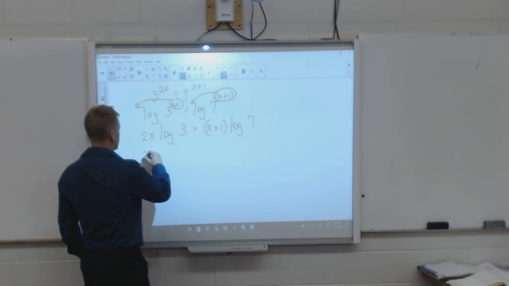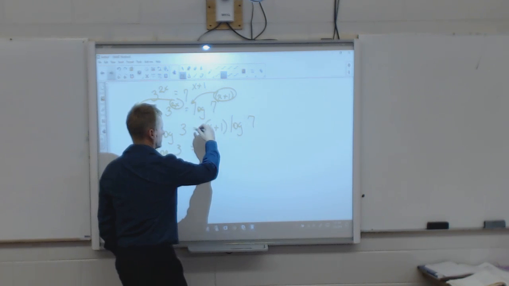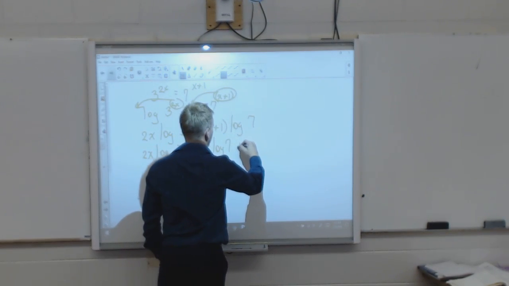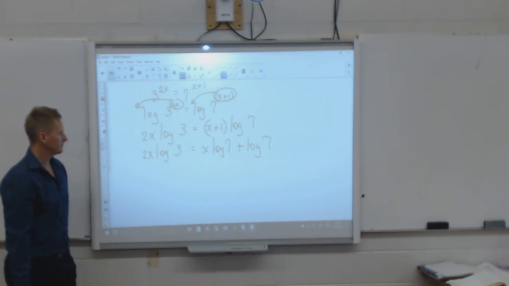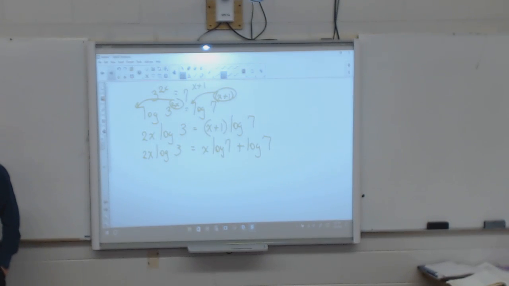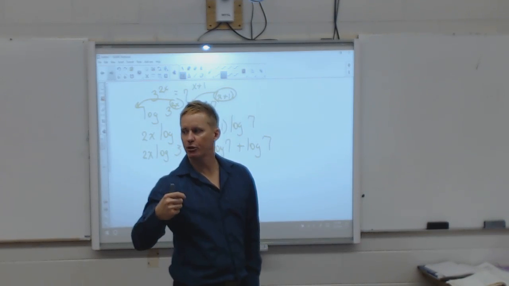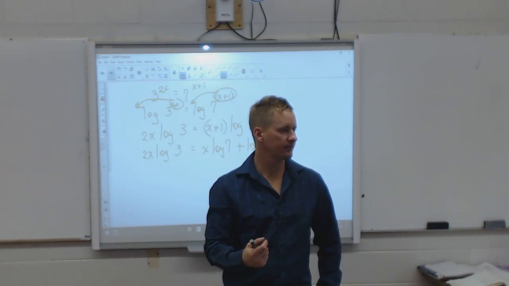Okay? So this is 2x log 3. I'm going to leave that. Is equal to, I'm going to multiply that through. x log 7 plus log 7. Okay, so I multiplied through the brackets. Anybody have any idea what my next step should be? What should I do next?